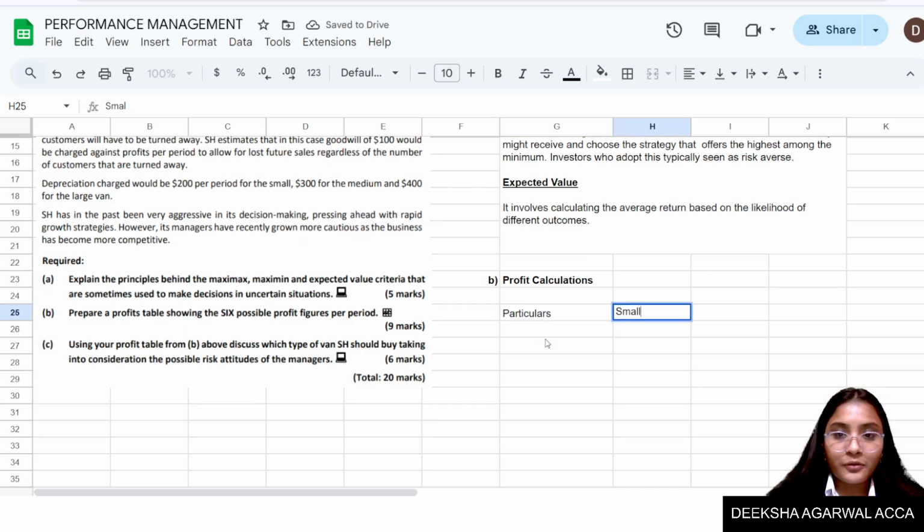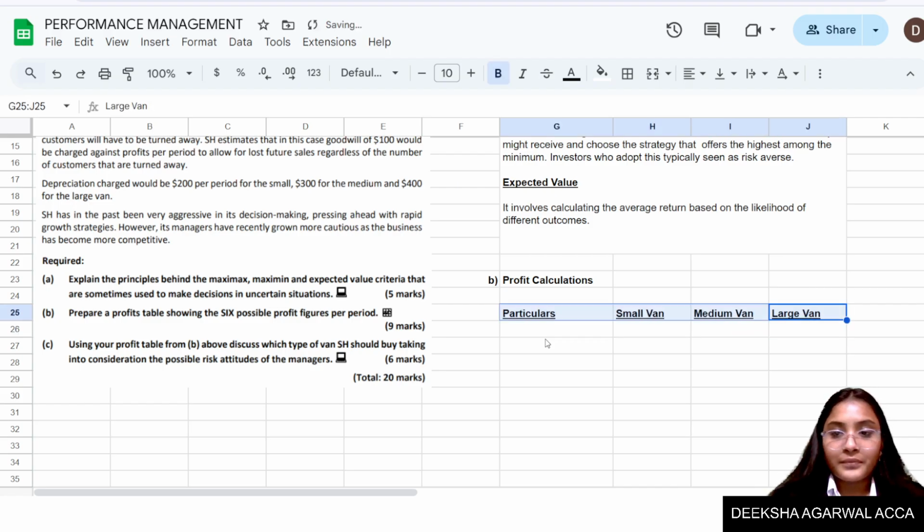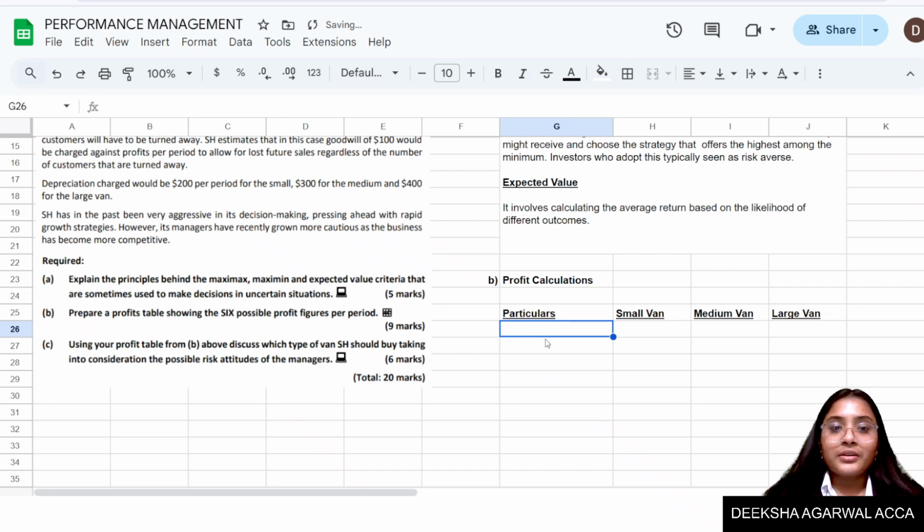You have three types of van: small van, medium van, and the large. Now, how can you do this question? It's quite simple to calculate. The first thing will be your capacity.